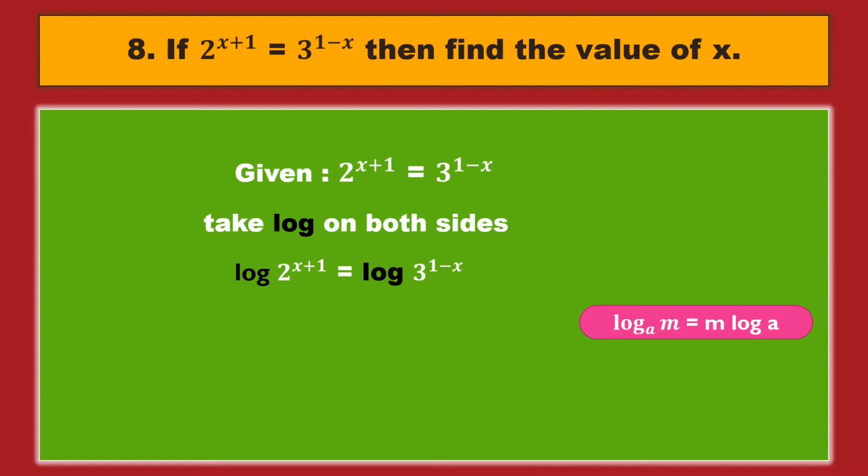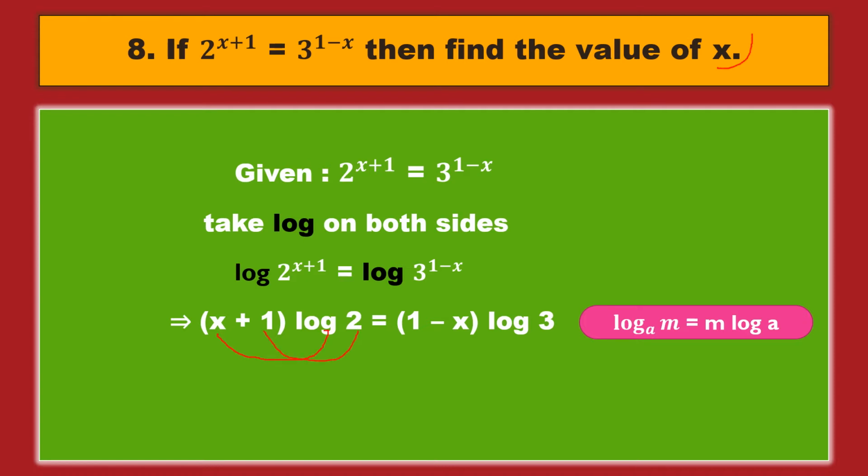So here m is there, that m should be sent to the front. Here our power is x plus 1, that should be sent to the front, and here the power is 1 minus x, so it should also be sent to the front. So your step will be like this: x plus 1 log 2, we send the power to the front. Here 1 minus x should be sent to the front, so it will be like this: 1 minus x log 3.